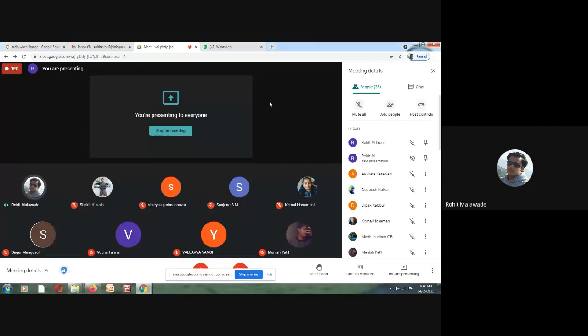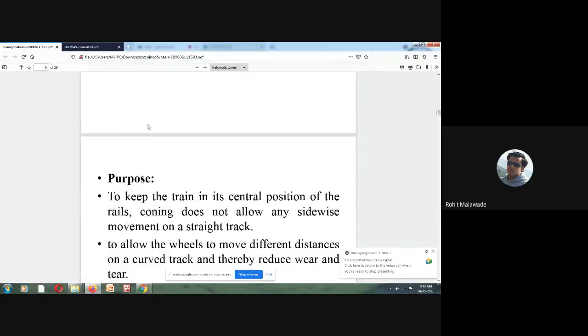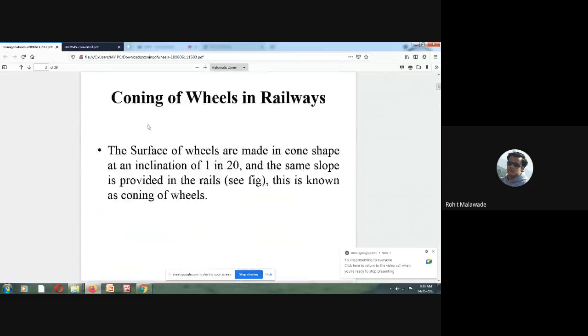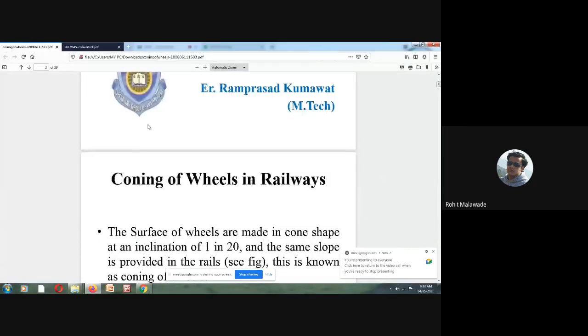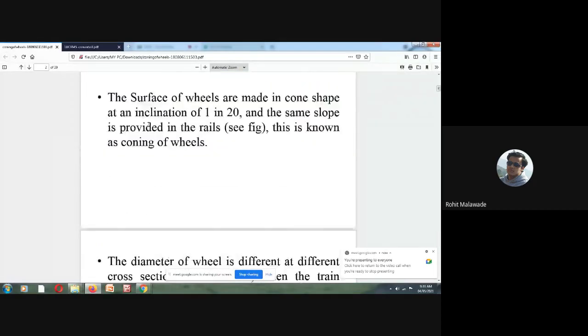In the previous class we were discussing the different types of fittings and fastenings that are used in your permanent track. We have seen that in the previous class. Now, in today's class, we will be discussing the coning of wheels.